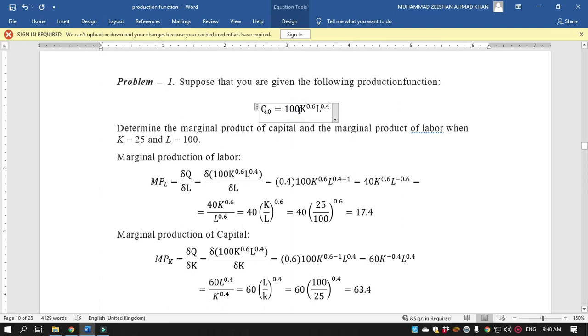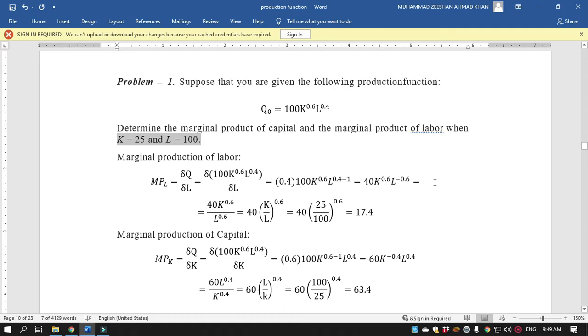are being defined, where A is calculated as 100, K raised to power alpha is taken as 0.6, and L raised to power beta is 0.4, L raised to power 0.4. So that determines the marginal production of capital and marginal production of labor, when capital and labor are defined by the two terms. So if we are given the information that capital is 25 and labor is 100, we can easily calculate the average production as well as the marginal production for both inputs.